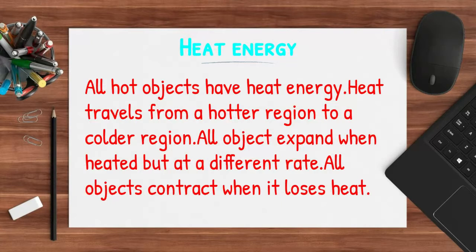Heat energy. All hot objects have heat energy. Heat travels from a colder region to a hotter region. All objects expand when they are heated, but at different rates. All objects contract when they lose heat.